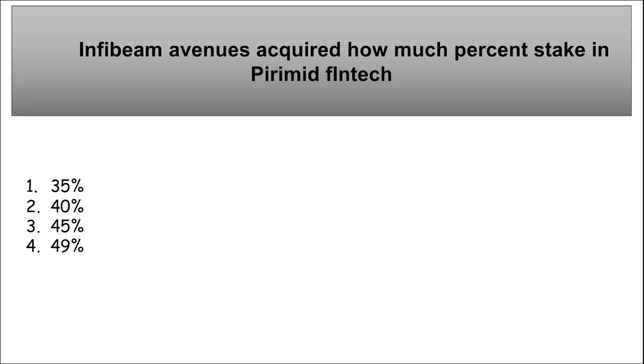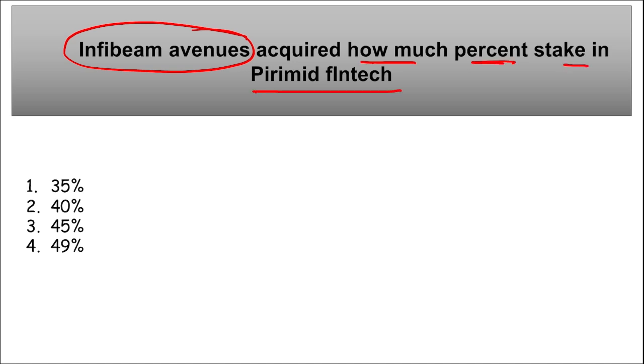Moving on, next is Infibeam Avenues, right? They have acquired how much percent stake in Pyramid Fintech? So Infibeam Avenues Limited, this is a Gandhinagar, Gujarat based company. This is a financial technology company, right? They have acquired 49% stake, paid up capital share in Pyramid Fintech.